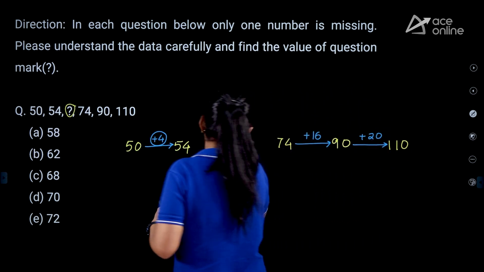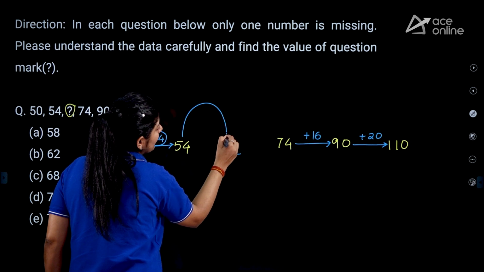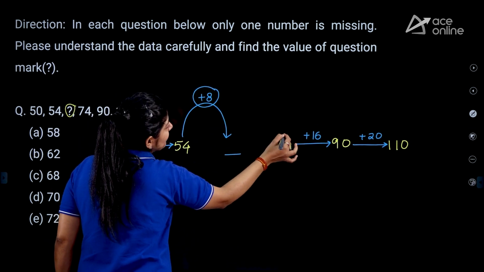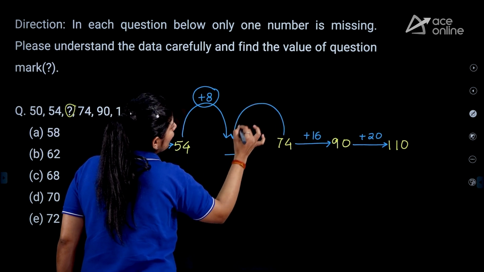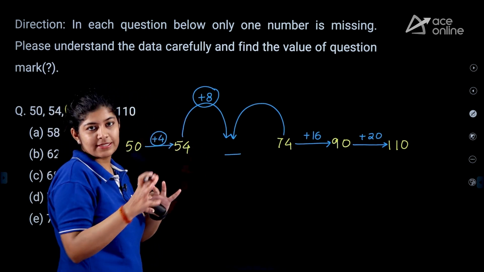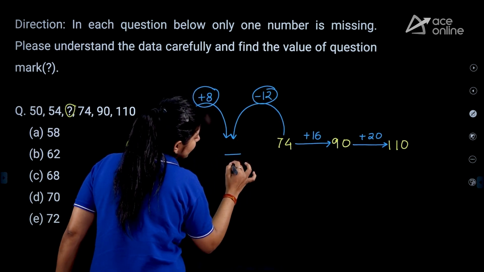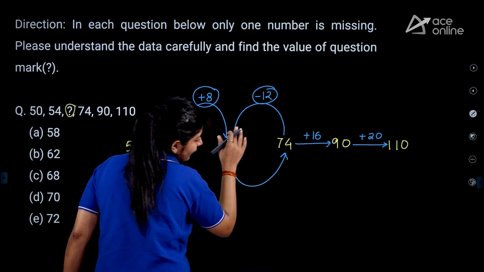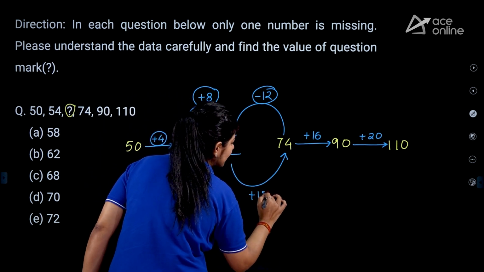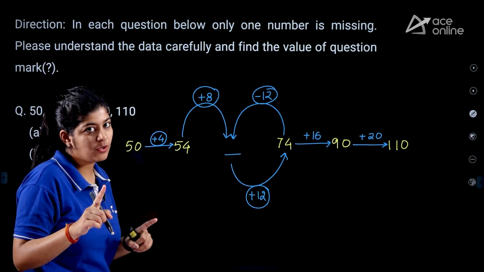So basically, if I have to find out this particular term, this number should be on the addition of plus 8, or on the subtraction of minus 12. But here we are only having the plus pattern. So from this term, if we want to make 74, we have to add plus 12. Just simply check the direction of the arrow once.